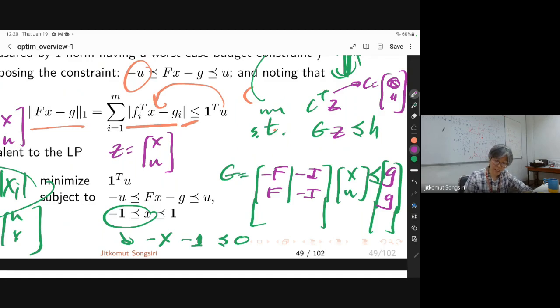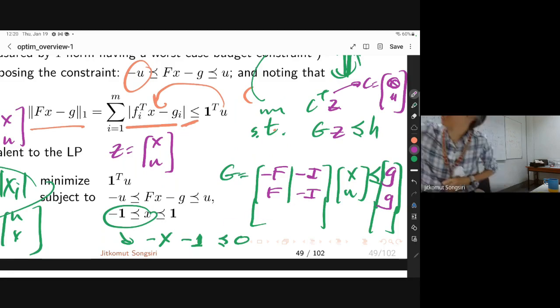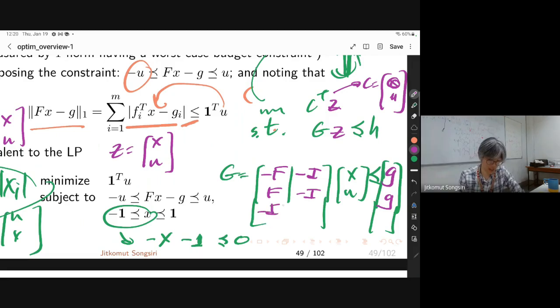If it's minus x, this portion will be multiplied with x, this portion will multiply with u, but it has a function of x only. It's minus x, so this portion would be minus I, and the second column would be, there's no u, so it must be 0. On the right hand side is 1.